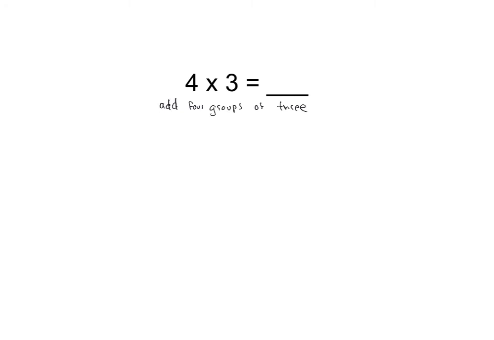So using, again, that same tile model, it's going to look like my first group of positive 3, my second group of positive 3, my third group of positive 3, and my fourth group of positive 3. I just added 4 groups of positive 3, and I ended up with 3, 6, 9, 12. So my answer is a positive 12.